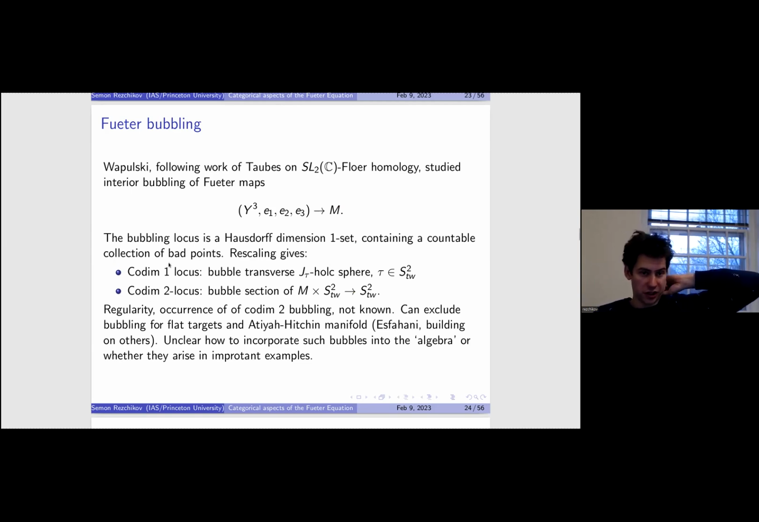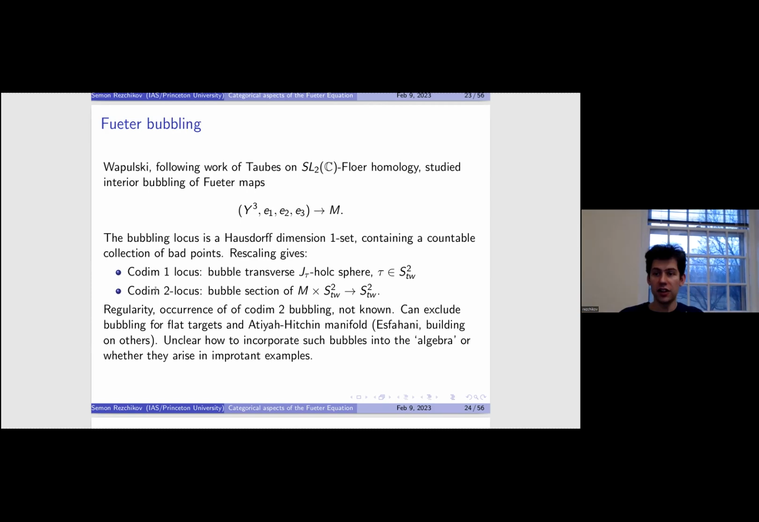And sorry, this should be codimension 2 and 3 in the bottom. And the codimension 1 locus, well, the generic point of a codimension 1 locus is going to have a tangent vector, although in general, we don't know that. And then that tangent vector specifies a complex structure on the target, and transverse to that, you bubble off a J holomorphic sphere with respect to that complex structure.